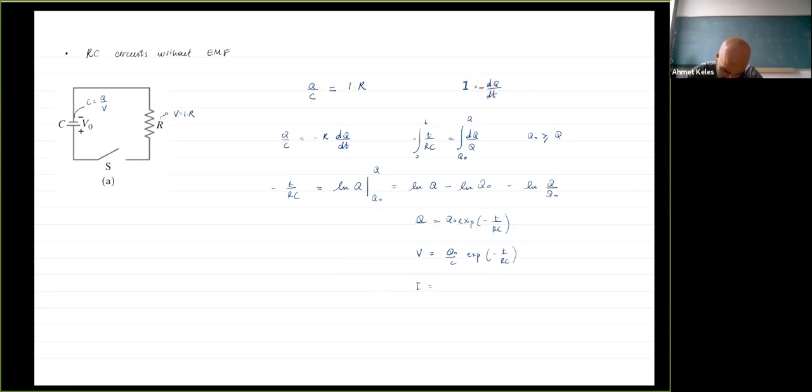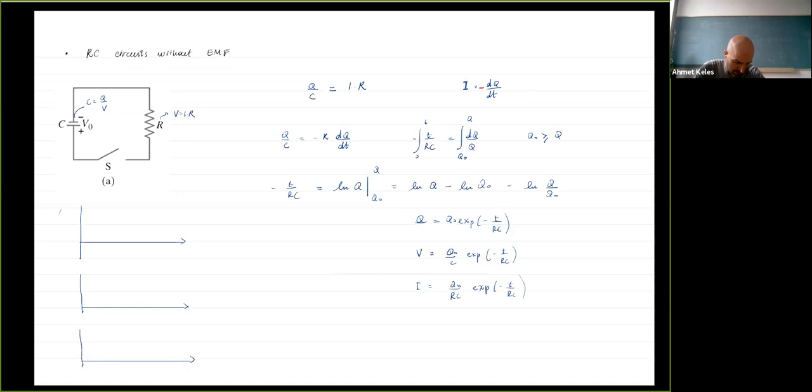So for this, I have Q0 over RC exp minus T over RC. And I can plot these guys again. The first one, the second one, and the last one.